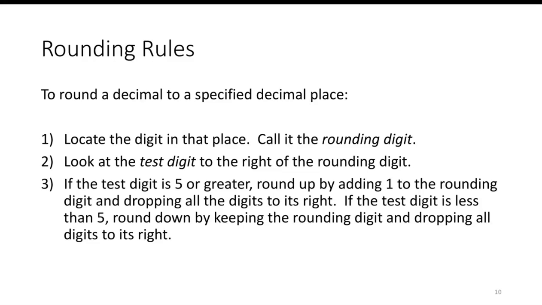So to round a decimal to a specified decimal place, you locate the digit that is in that place that you're trying to round. That is the rounding digit. Then look at the test digit to the right of that rounding digit. If the test digit is 5 or greater, then you round up by adding 1 to the rounding digit and dropping all digits to the right. If the test digit is less than 5, then you round down by keeping the rounding digit and dropping all the digits to the right.